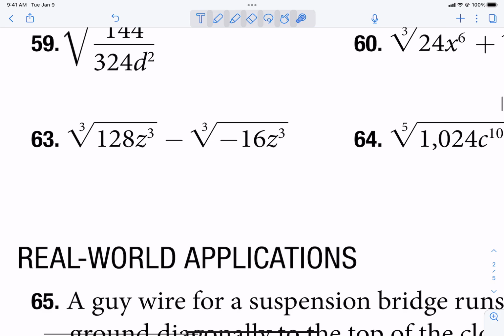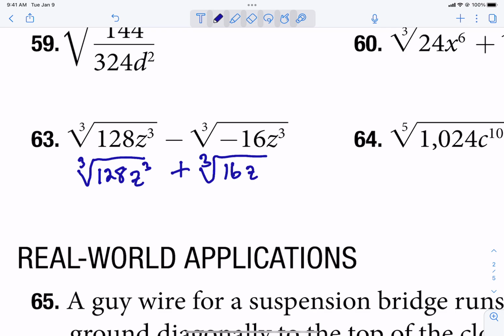Let's do 63. Now these are cubes. You might wonder, what do you do because there's a negative in there? Well, if it's a square root of a negative, that's an i. It's that imaginary component. Here, a cube root of a negative is just negative, because 3 negatives make a negative. So the first thing I could do here to make it look a little nicer is I could take out the negative and make that a positive, so I don't have to worry about it.